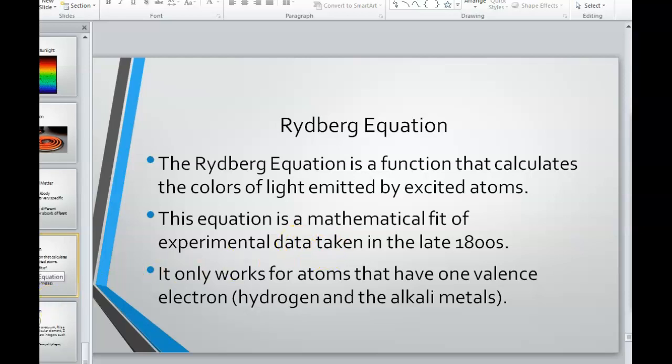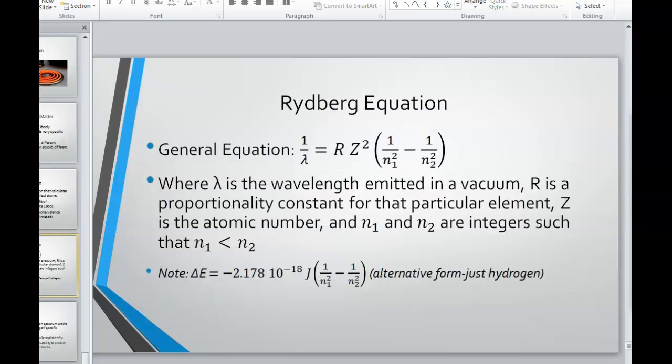And you need to know the equation. You need to get some practice using it. I'm just going to show it to you, and I'm going to ask you to go get some practice working with it in the homework. The equation looks like this. The general equation is 1 over the wavelength is equal to R, which is a constant, times Z, the atomic number of the atom that we're dealing with, squared, times 1 over n1 squared minus 1 over n2 squared.